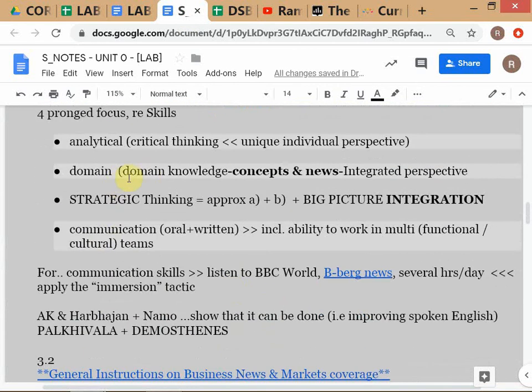This domain knowledge part is very important. So focus on learning. Learning is much more important than certificates and degrees. To some extent, you need certificates also, but learning is much more important. So make sure that your learning is solid. Okay, many people get caught up in certificate collection.